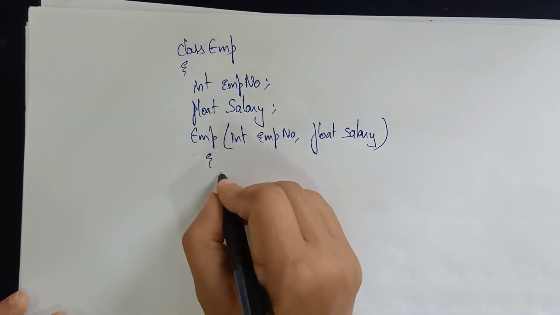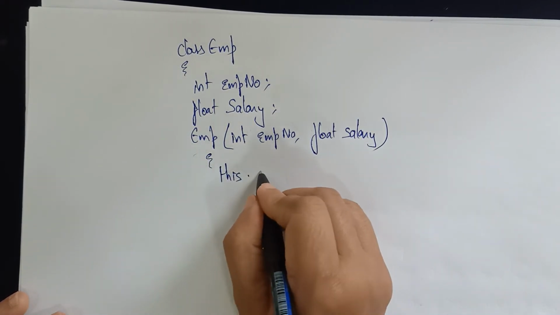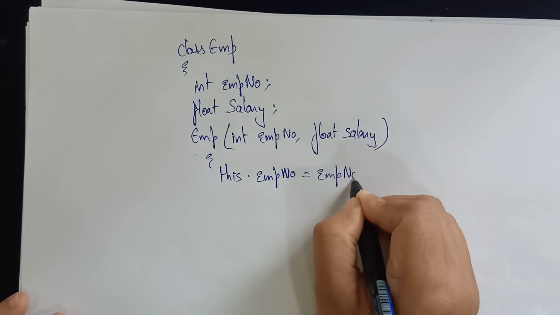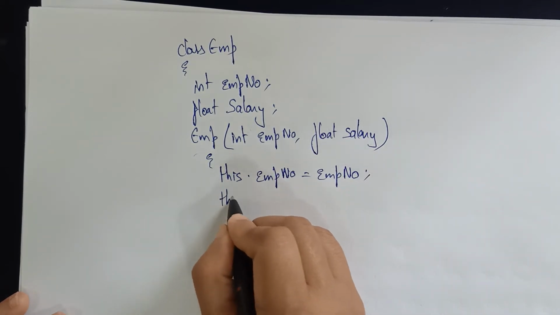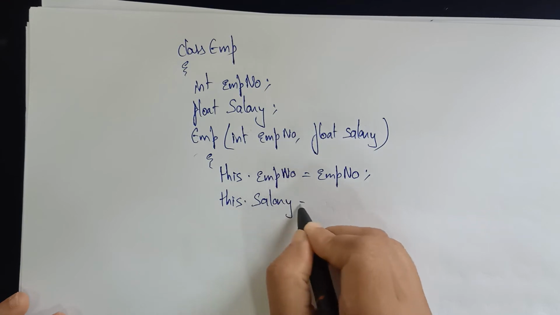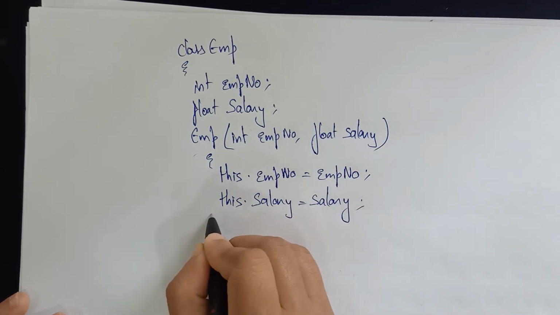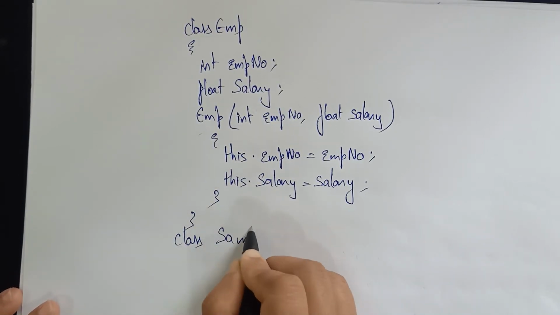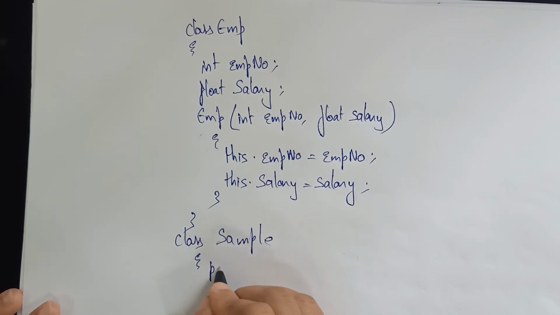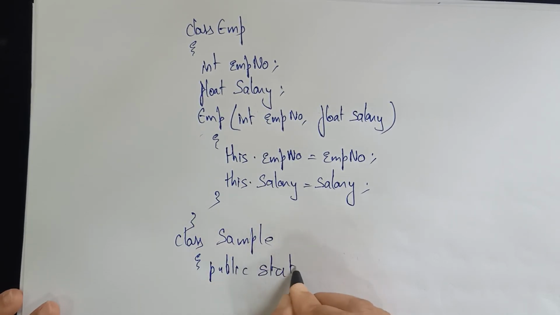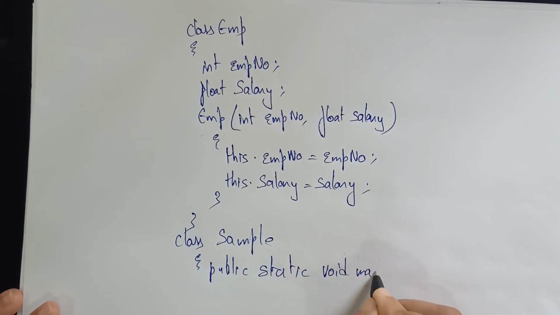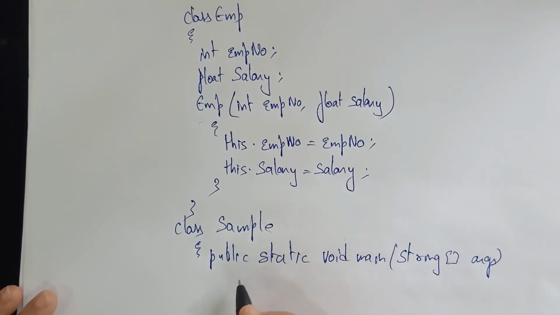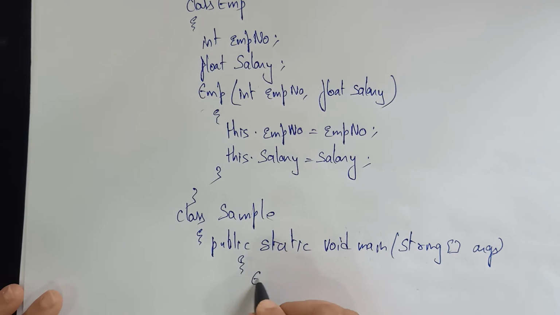Here I am using the this keyword. this.employeeNumber is equal to employeeNumber, the current object. this.salary. Whatever the current object is, that is going to be accessed. Now create another class, the main class. Class Sample. Public static void main, String arguments. Here, create an object to access this.